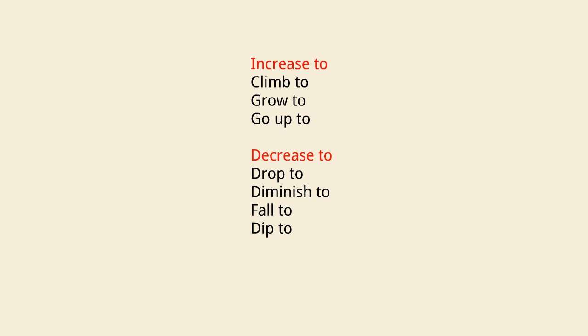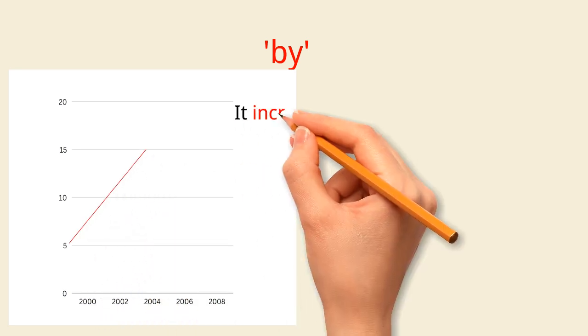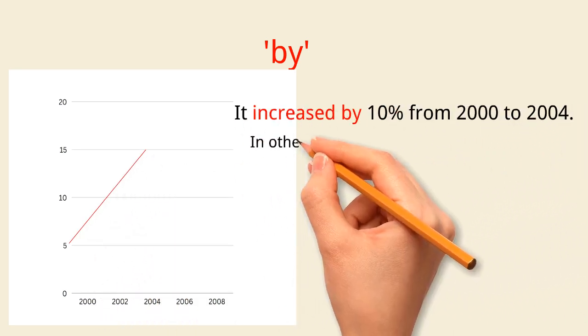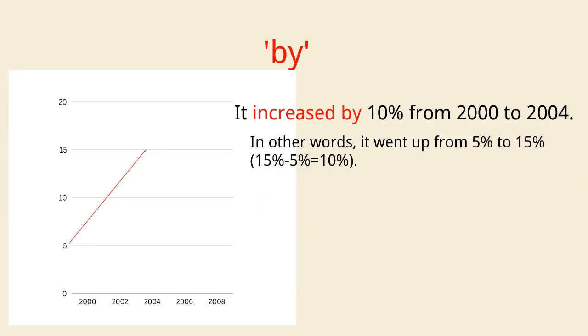Increase, climb, grow, go up. Decrease, drop, diminish, fall, dip. By: it increased by 10% from 2000 to 2004. In other words, it went up from 5% to 15%. 15% minus 5% equals 10%.